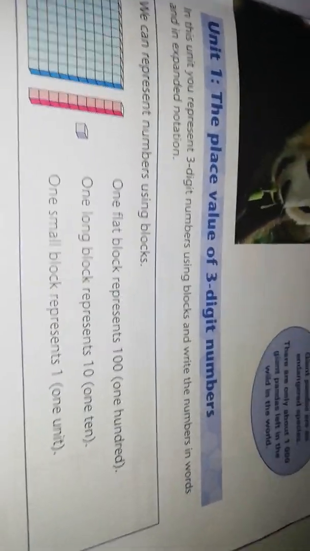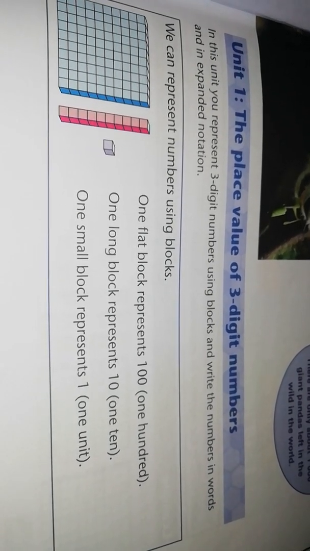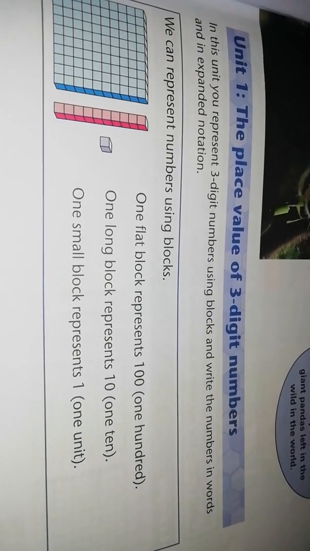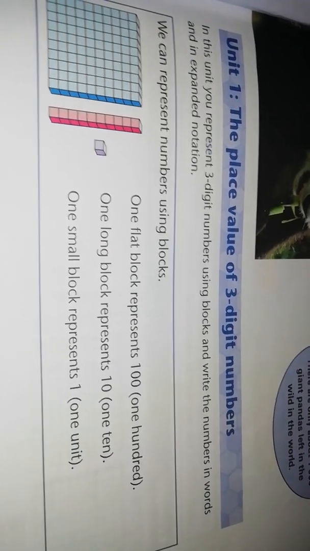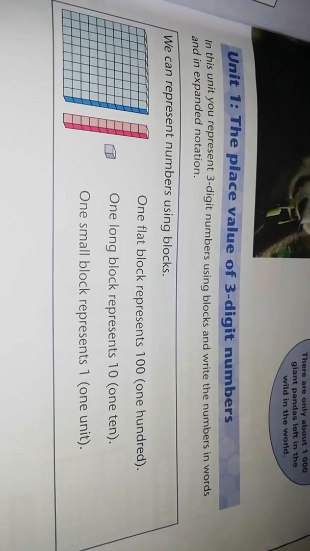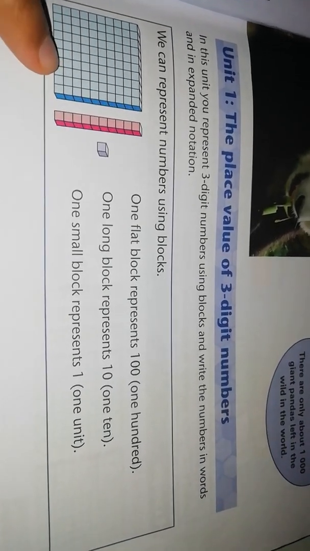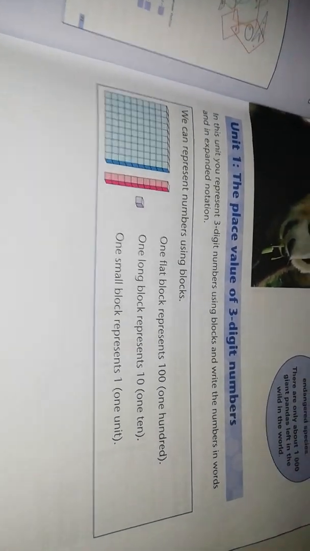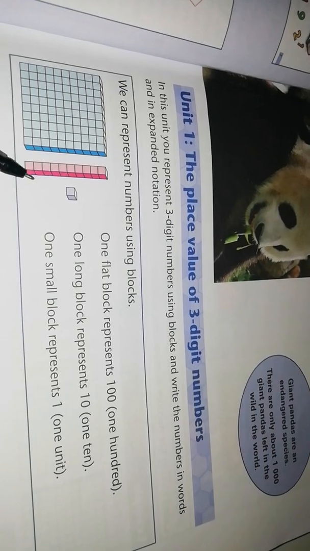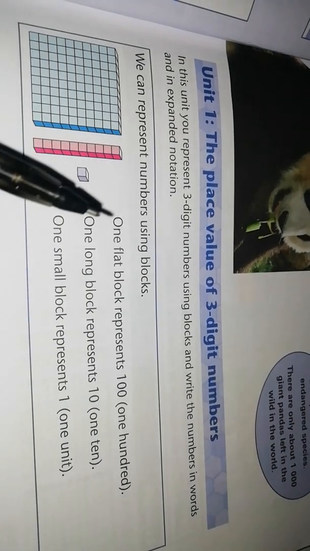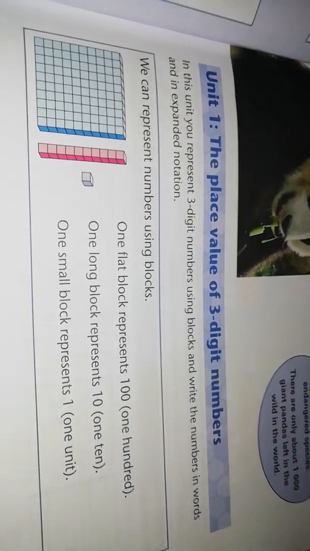Okay, and now we're looking at the place value of 3-digit numbers. In this unit, you represent 3-digit numbers using blocks and write the numbers in words and in expanded notation. So we can represent the numbers using blocks, where one flat block represents 100. This block right here has 100 mini squares in it, so that represents 100. Then this one here would represent 10 because it's got 10 little squares in it. The small block represents 1 unit.